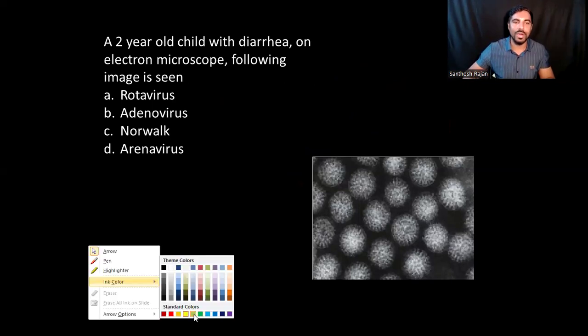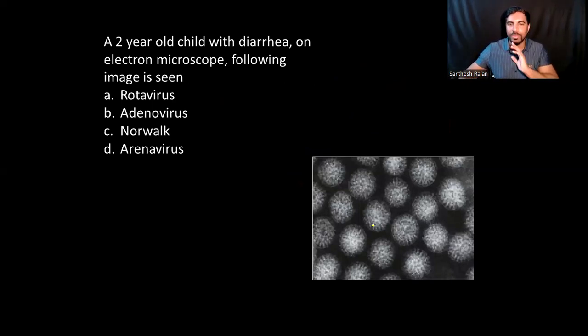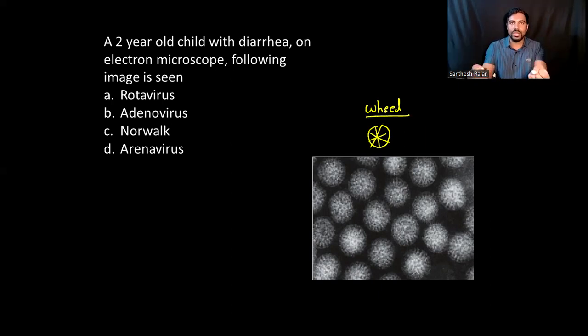Now, when I see this question, I will not read the question first. I'll see the picture and I will be so happy because this is a wheel. It looks like a wheel, a cartwheel, a steering wheel, a pilot wheel, some wheel, okay, wheel shaped. Now, if I have a wheel, I'm not going to beat it, I'm going to rotate the wheel, right?